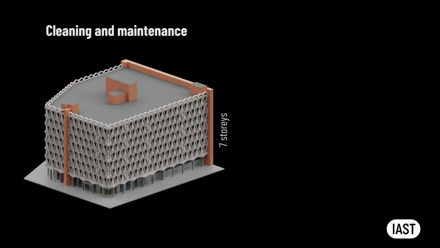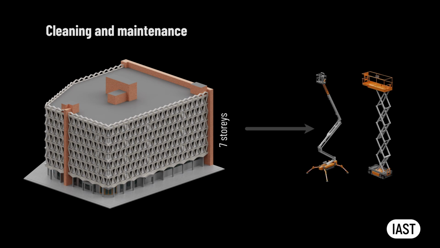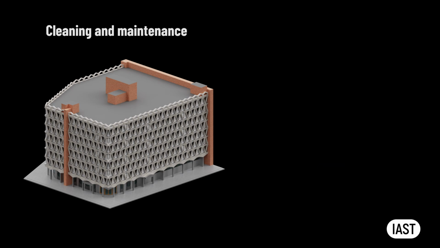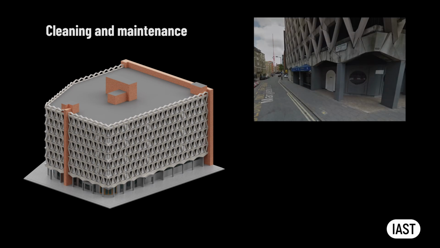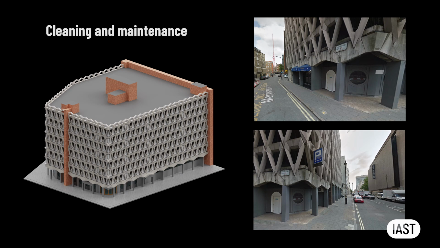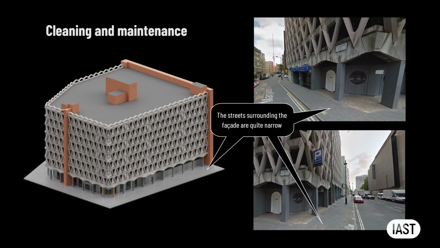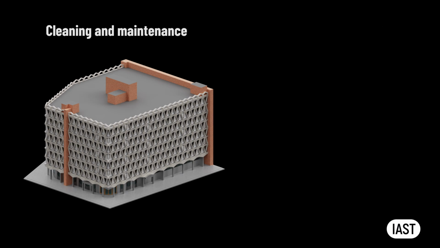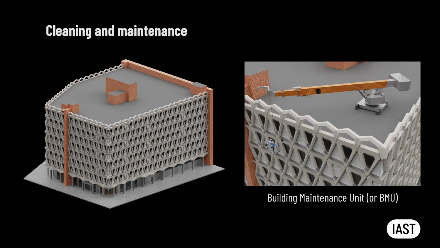Since the building is only 7 stories high, all areas of the facade should be reachable with either cherry picker or scissor lift. However, it's worth mentioning that the motorized access equipment may obstruct pedestrians or traffic next to the building during the maintenance operation. The streets surrounding the facade are quite narrow, and obstructing the pavement and roads is undesirable. For these reasons, it's worth considering access via building maintenance unit, or BMU, positioned on the roof of the building.